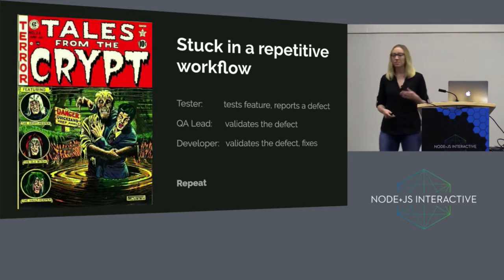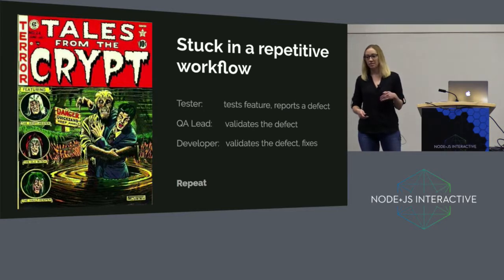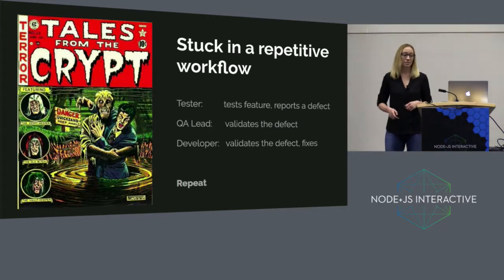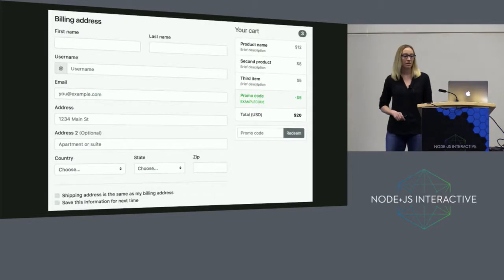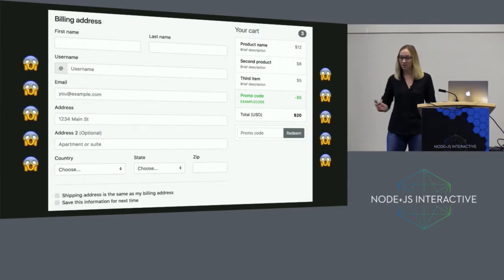The tester tests the feature. If they report a defect, that then goes up to the QA lead. They have to test it. Then it goes to the developer. They have to validate it before they can fix it. And if you're typing in an email address manually, that can get really annoying pretty quick. And then this cycle repeats itself because once the fix is put in, it has to be tested again, then go up to the QA lead and make sure everything is still working. So when you have a complicated form, such as a checkout process, testing this can get scary pretty quick.